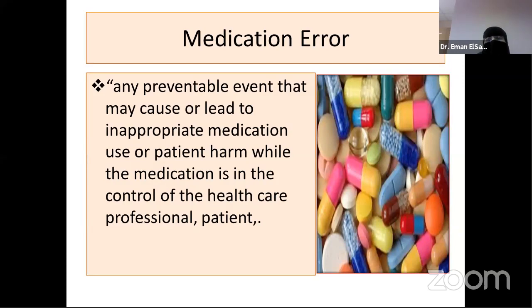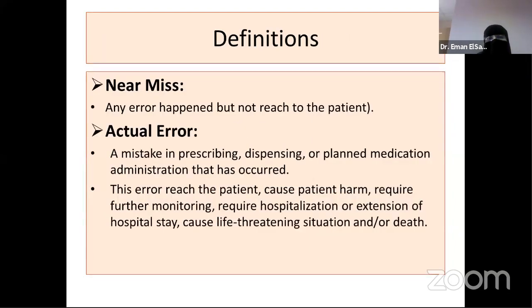But we have two types of error: near misses and actual errors. What is the difference between a near miss and an actual error? Simply, a near miss is an error that happened but did not reach the patient. A lot of errors are classified as near misses: prescribing, transcribing, dispensing, preparing, labeling, packaging. But they did not reach the patient. This means near misses.